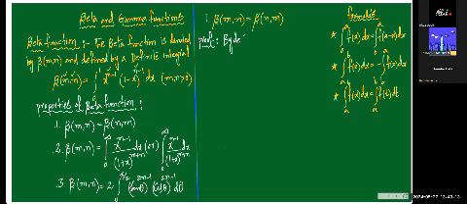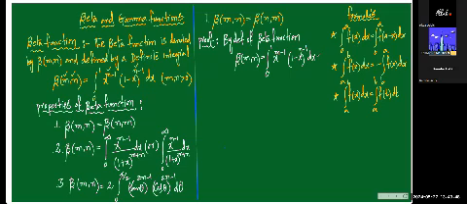By definition of beta function, beta of m comma n, how to write? Tell me, very very important. This is integral 0 to 1 x power m minus 1 into 1 minus x power n minus 1 into dx. Suppose this is equation number 1, right? Equation number 1. Okay.